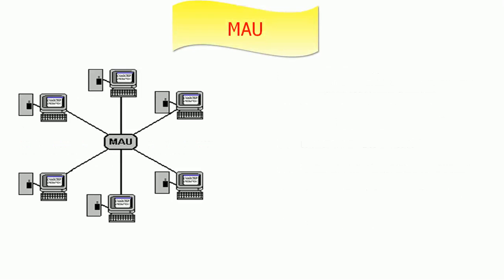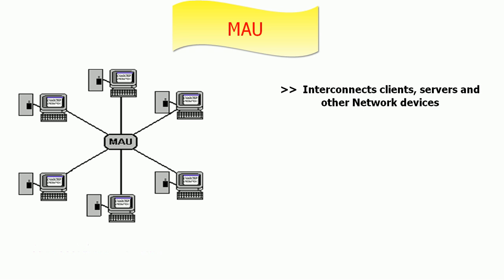The second legacy device which we are going to look at is the MAU, Media Access Unit. Like a hub, a Media Access Unit is used to connect between clients, servers, or other network devices. But unlike a hub, it is not used on an Ethernet network. Instead, it is used on a token ring network.